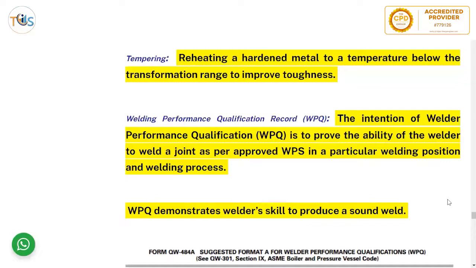Welding procedure qualification record. We talk about this. The intention of welder performance qualification is to prove the ability of the welder to weld a joint as per the approved WPS in a particular welding position and welding process. So practically, WPQ, or welder performance qualification, demonstrates the welder's skill to produce a sound weld.